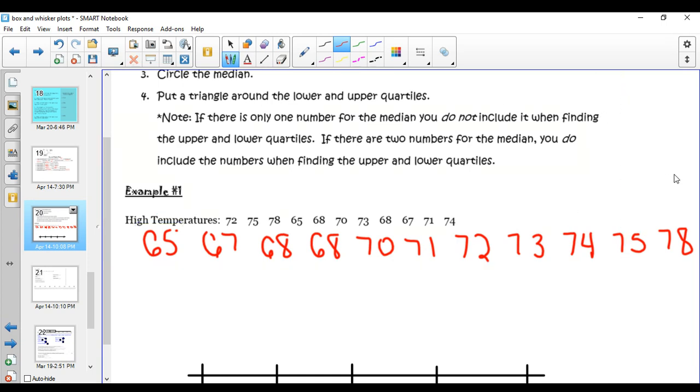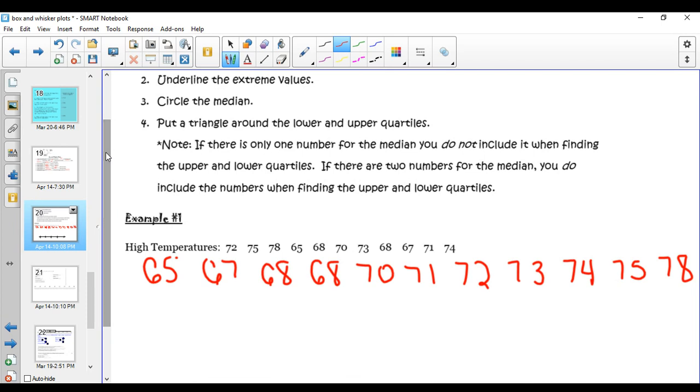Okay, now once we have them listed from least to greatest, let's go back up and see what step 2 says. Step 2 says underline the extreme values. So that's the lower extreme and the upper extreme. My lower extreme is 65. My upper extreme was 78 degrees.